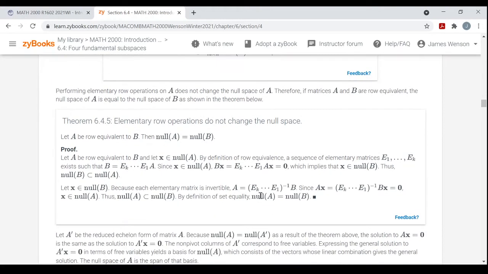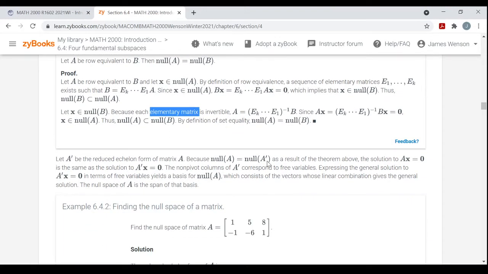And they show you, and you can read through this proof here. Now in this proof, they make use of elementary matrices, and we didn't discuss that. We did not cover elementary matrices, so you don't have to really read this proof. Just know this fact, that if A and B are row equivalent, then their null spaces will be the same.